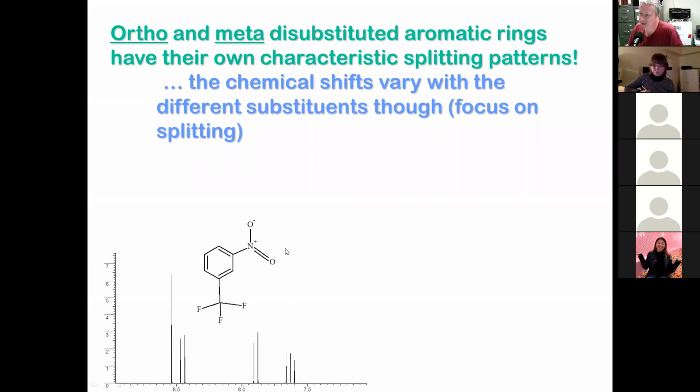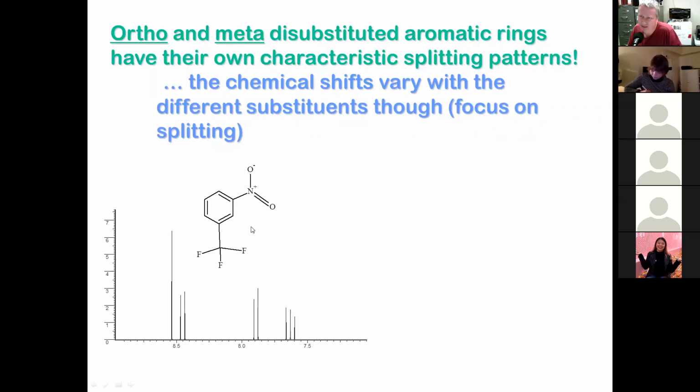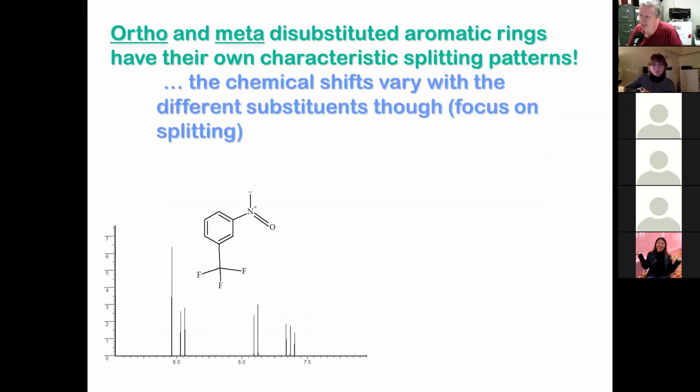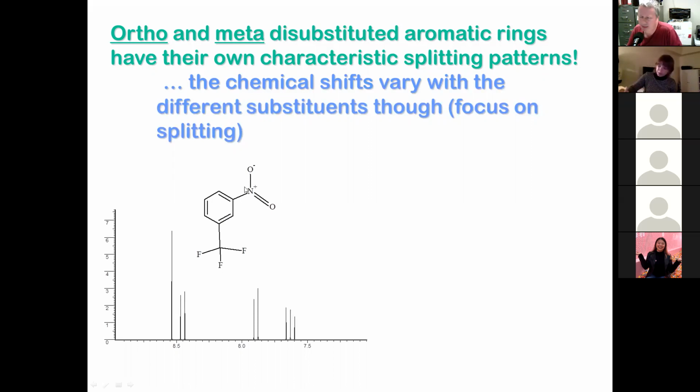Let's see one of these. This is called meta, M-E-T-A. First of all, this is para. Para is opposite. You've got the two things on opposite sides. Meta is when you've got two things that are separated by one CH or whatever. And what is the splitting pattern? It looks like I got a singlet, two doublets, and a triplet.